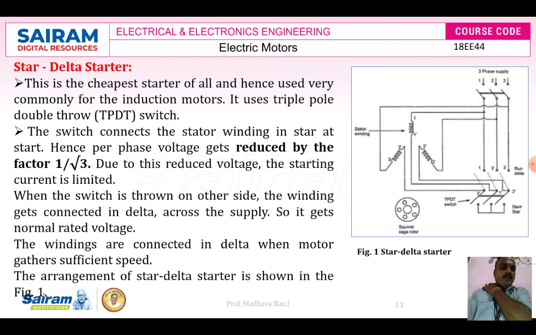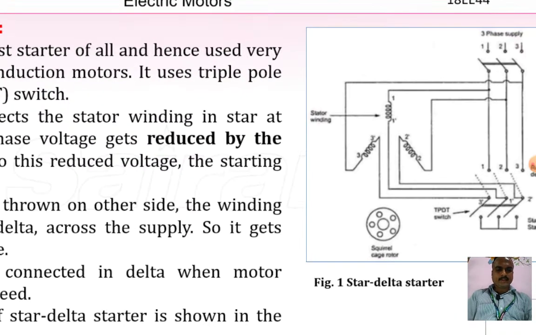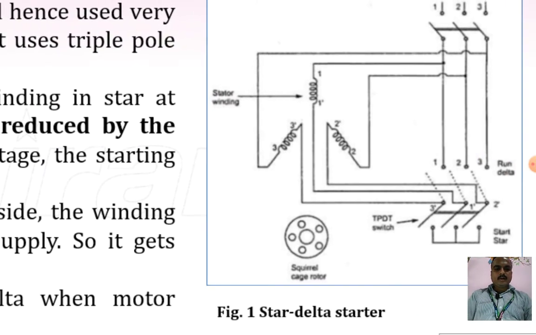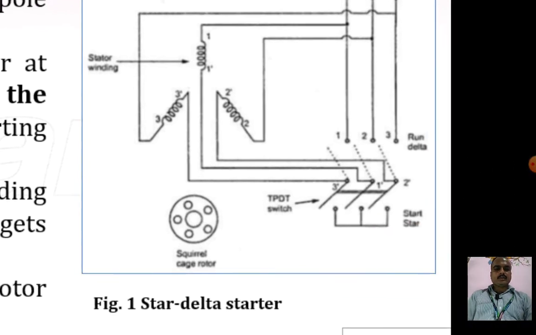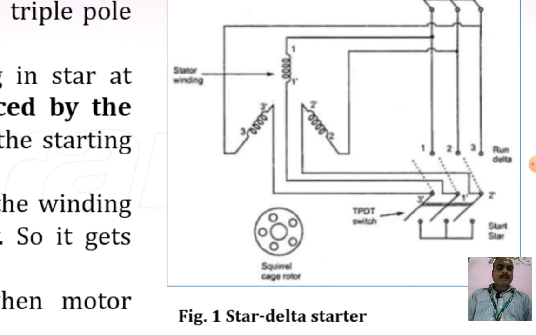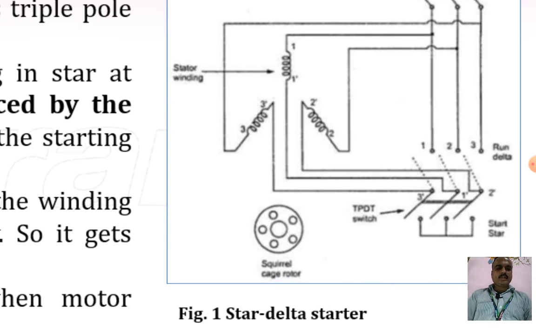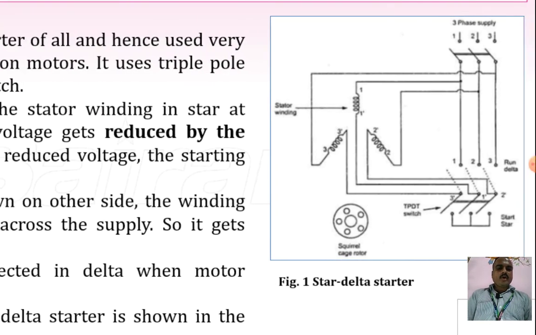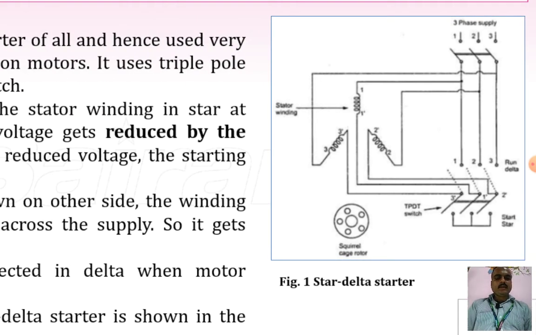Here we have a TPDT switch, triple pole double throw switch. We can see it in this diagram. That means we can operate the switch in both directions. Here we have two positions, one is the start position, the other is the run position.